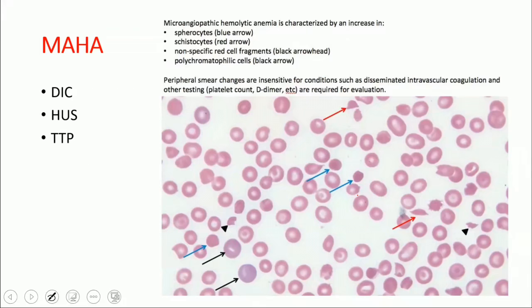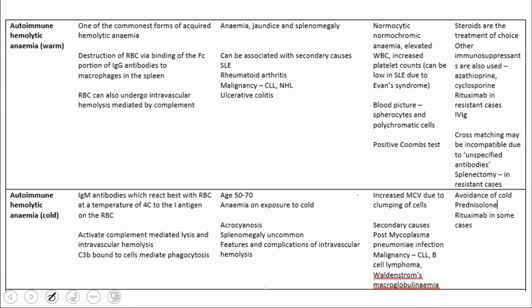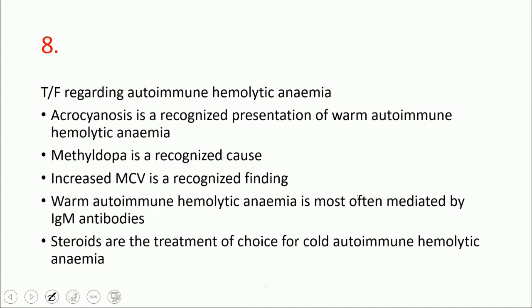Right. Now this is how microangiopathic hemolytic anemia looks. We have seen this on a blood film when we did the OSCE classes. Right. Let's talk about autoimmune hemolytic anemia next, and that's an important MCQ topic.